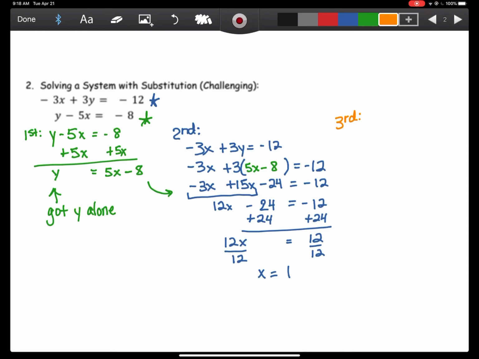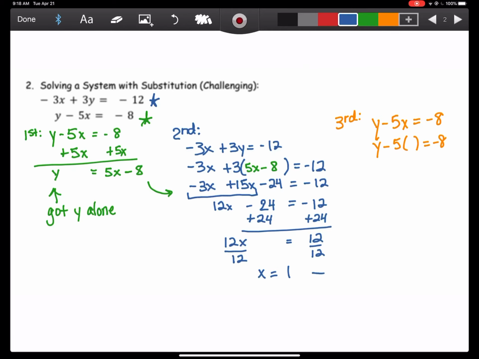Okay, third step. Pick either of the equations. I'm picking the bottom one. That one's easy to use. y minus 5x equals negative 8. Work smarter, not harder, right? So y minus 5, open parenthesis, equals negative 8.